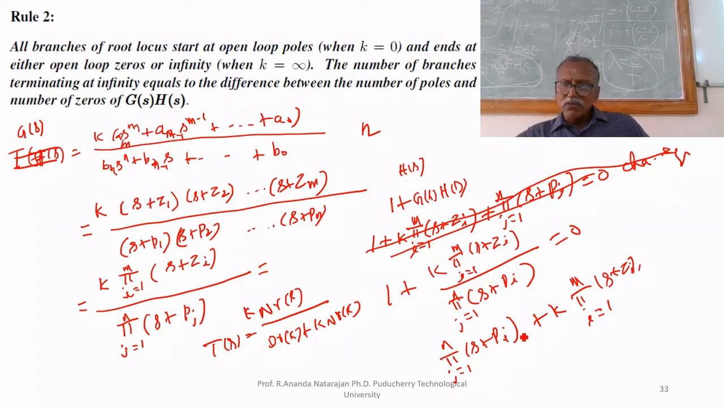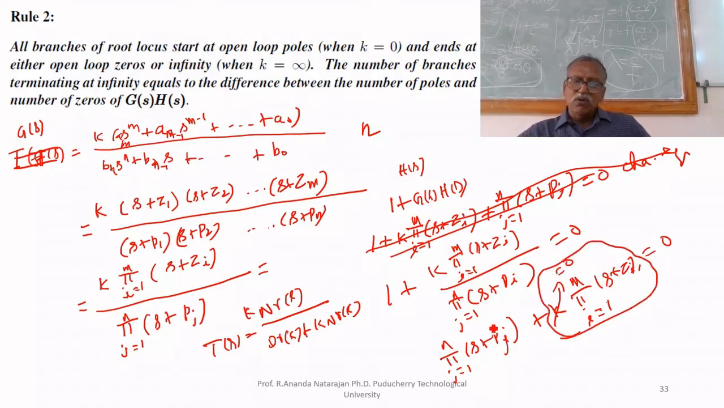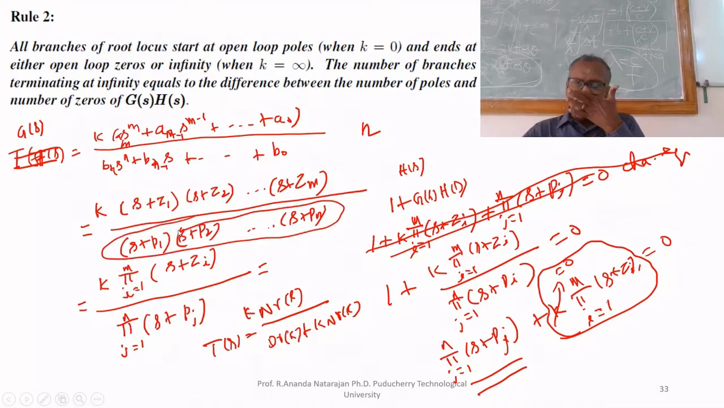this is J, no? This is J. Equal to 0. If you put K equal to 0, this part becomes 0. When K equal to 0, the characteristic polynomial becomes this denominator part only. Therefore, root locus branches start at open loop poles when K equal to 0.